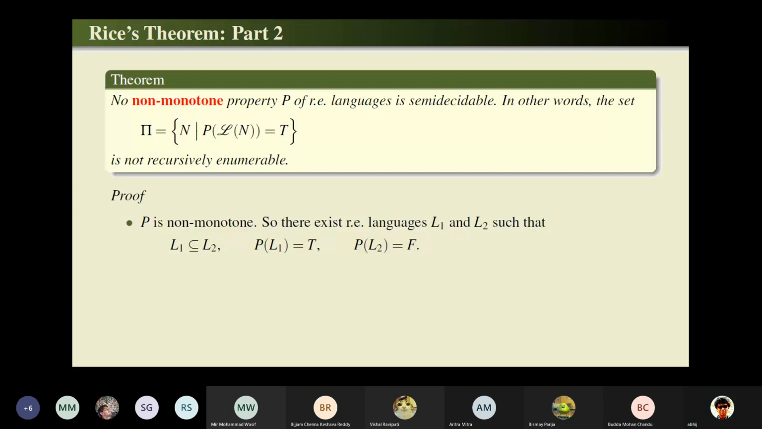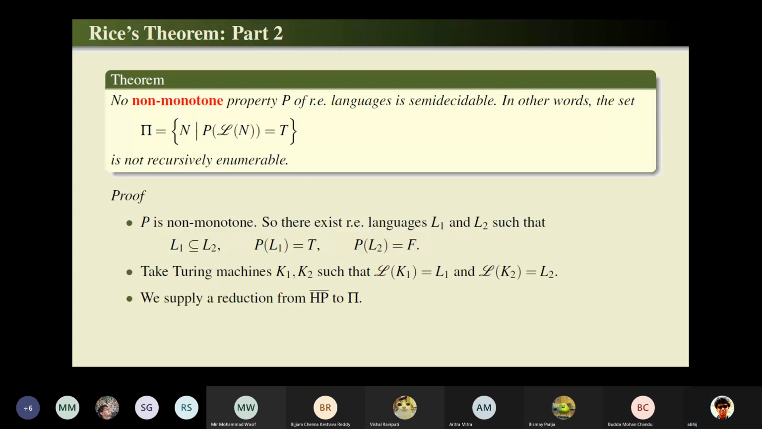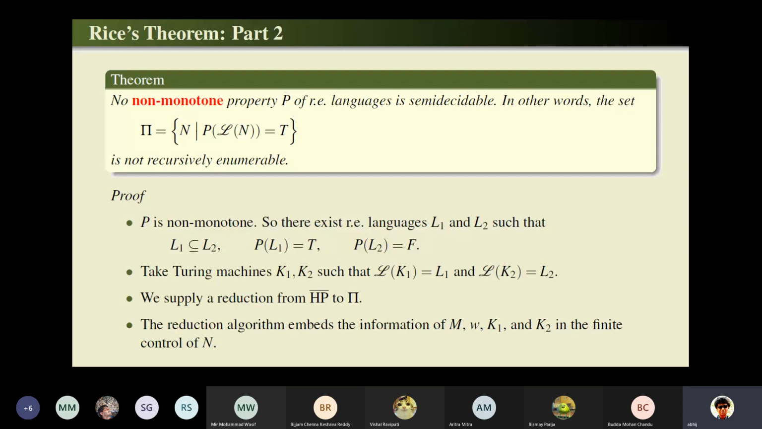And then you have the standard thing. There exists a machine K1 whose language is L1, and a machine K2 whose language is L2. So you can take any Turing machines K1 and K2 whose languages are L1 and L2 respectively. Now I will supply a reduction from the complement of HP to pi.